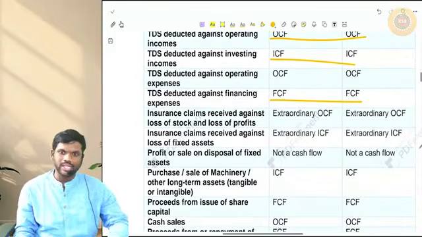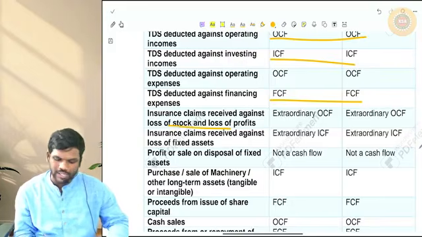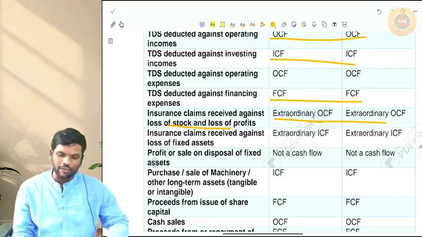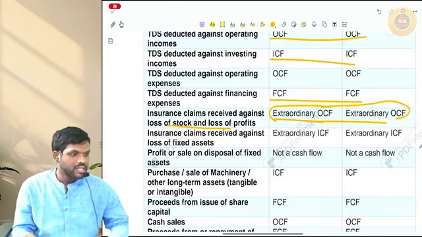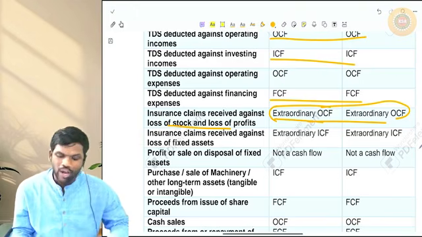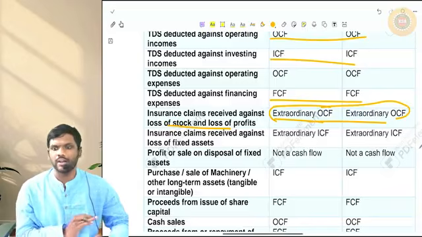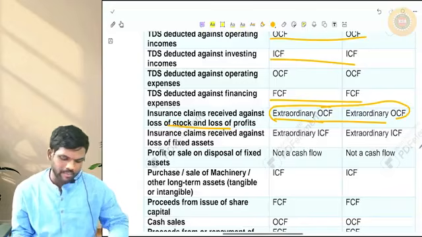Then any insurance claims that you have received for loss of stock or loss of profits is an operating cash flow for both financial and non-financial enterprises. But one thing, this loss by fire is not something that will happen regularly. So it is an extraordinary item. Remember, it is an extraordinary item which needs to be separately disclosed in the cash flow statement.